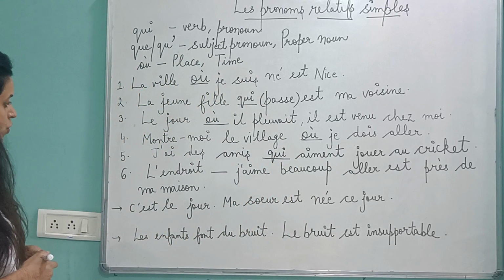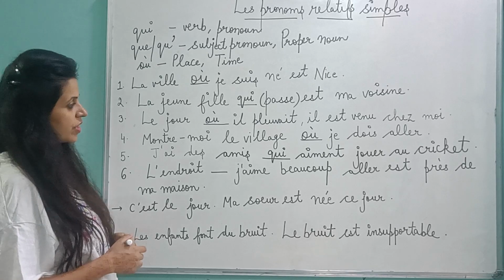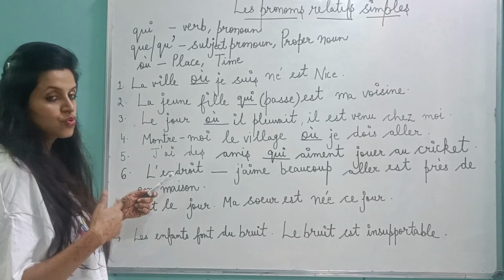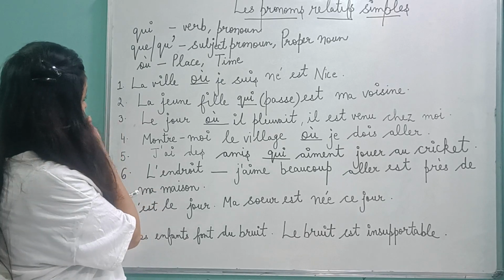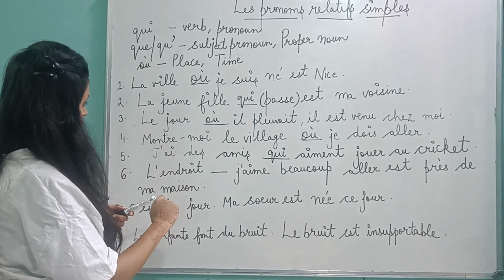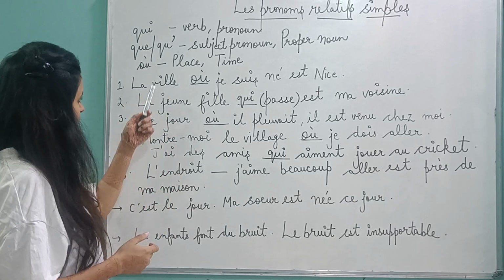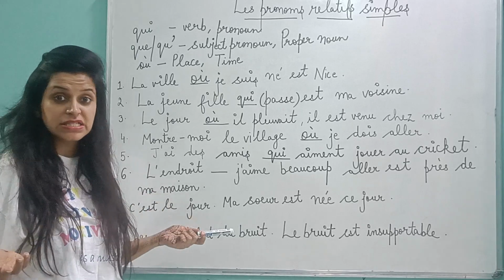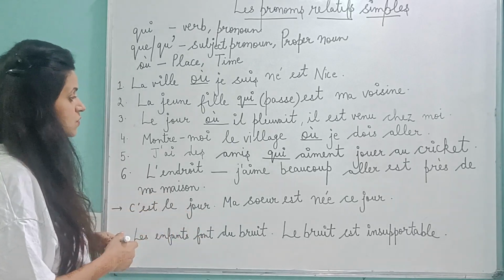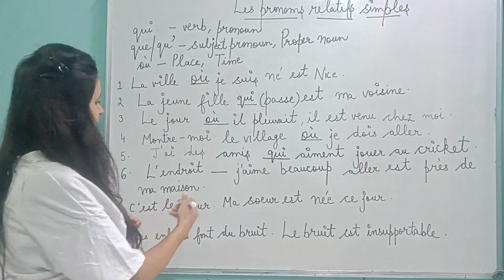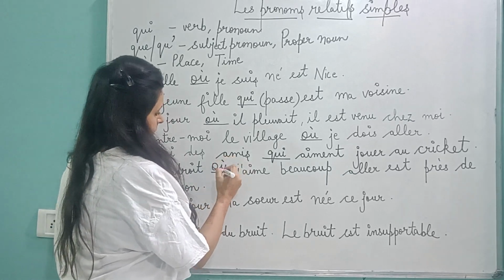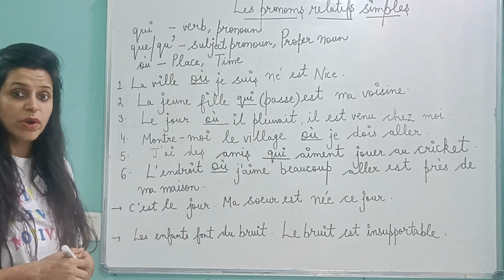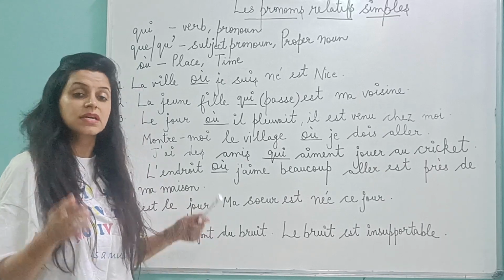Last part, l'endroit dash j'aime beaucoup aller. Again l'endroit. So you need to understand these few words for places, okay? Endroit, ville. Endroit means place. L'endroit dash, the place where I like to go is near my house. So this is how you're going to attempt the question for completing the blanks.